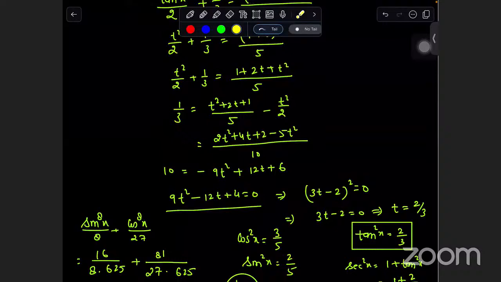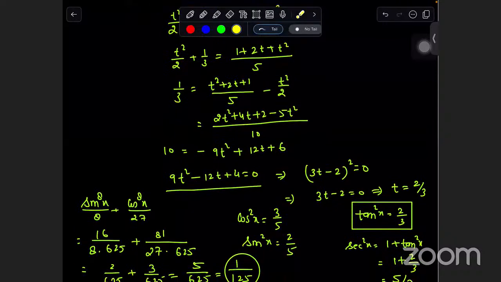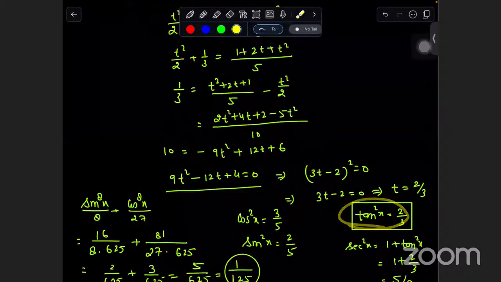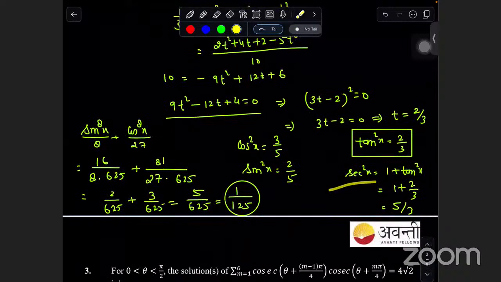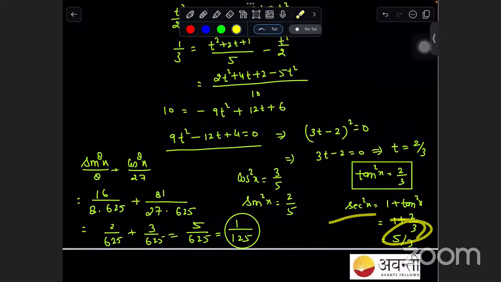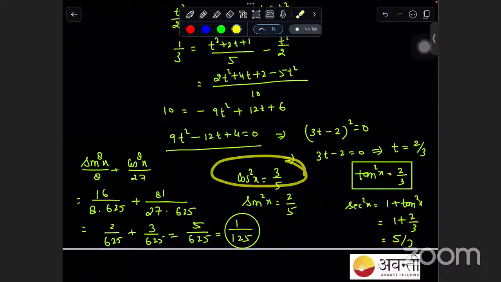This simplification you have to do. Now t is 2 by 3 means tan square x is 2 by 3. So sec square x will be 5 by 3. Sec square x is 5 by 3. So cos square x is 3 by 5 and sin square x is 2 by 5. Now replace these values here and you get your answer.